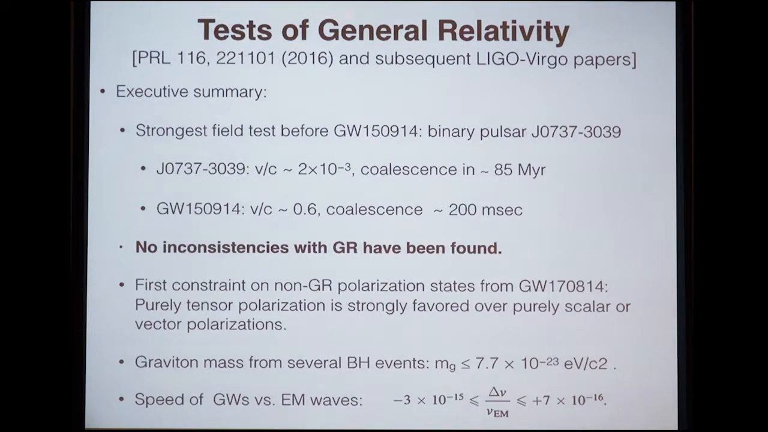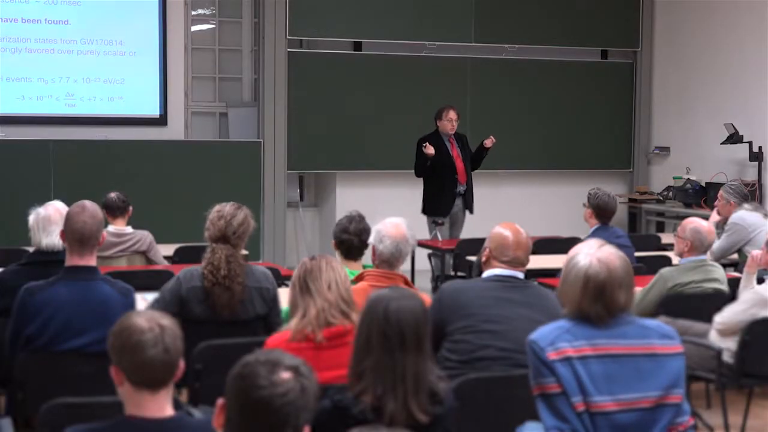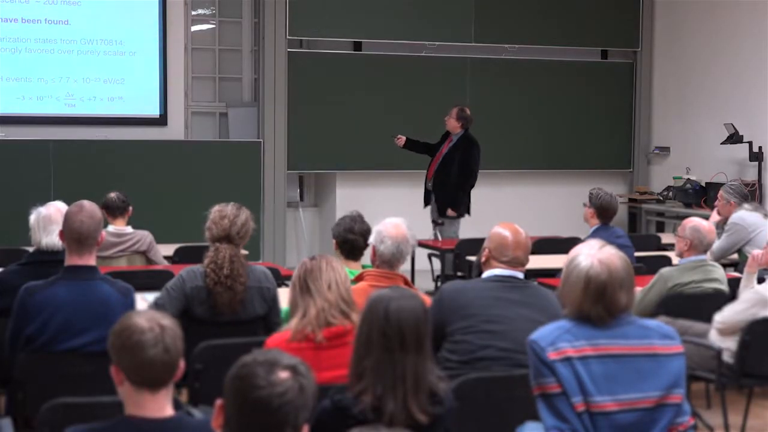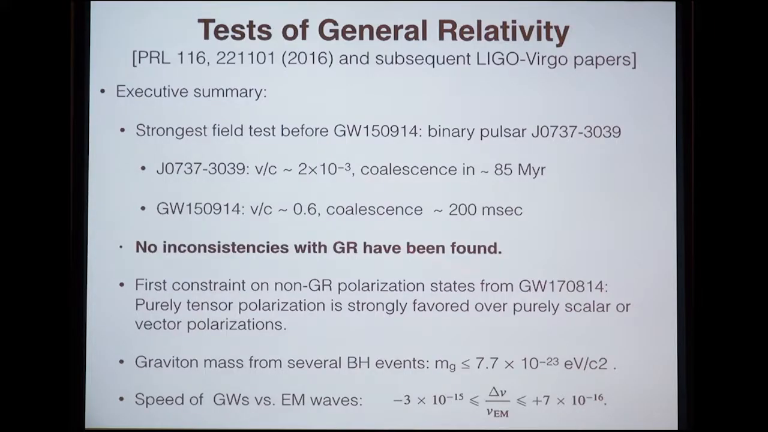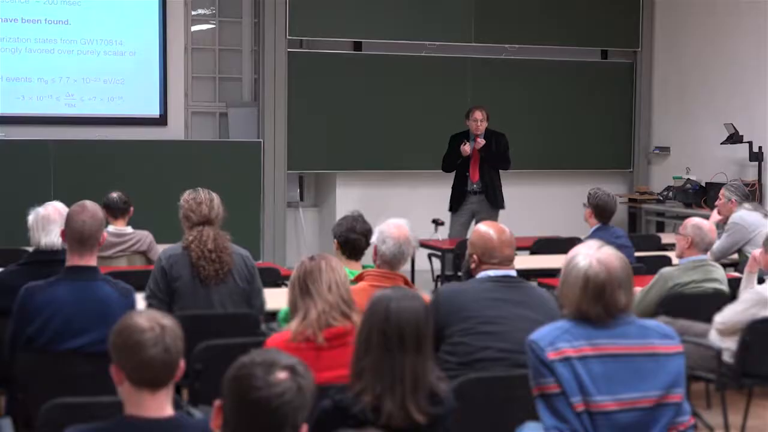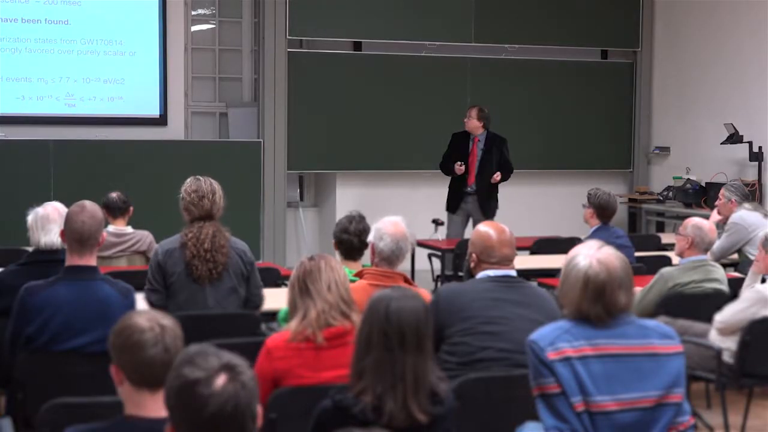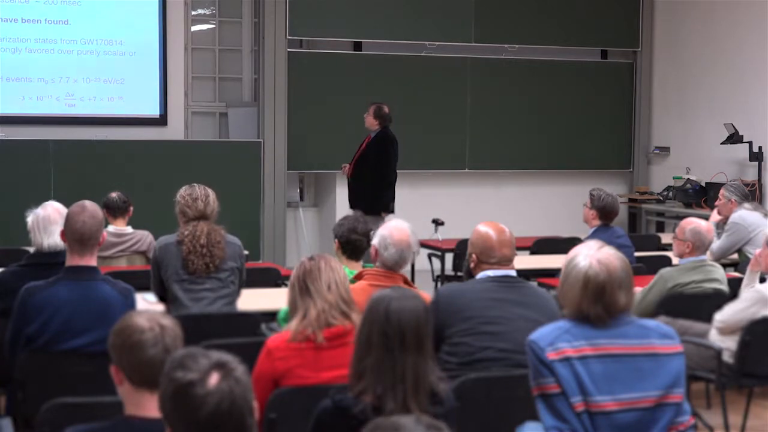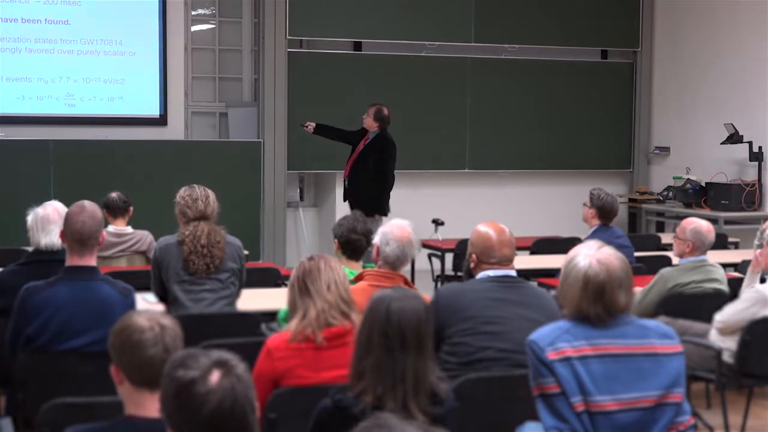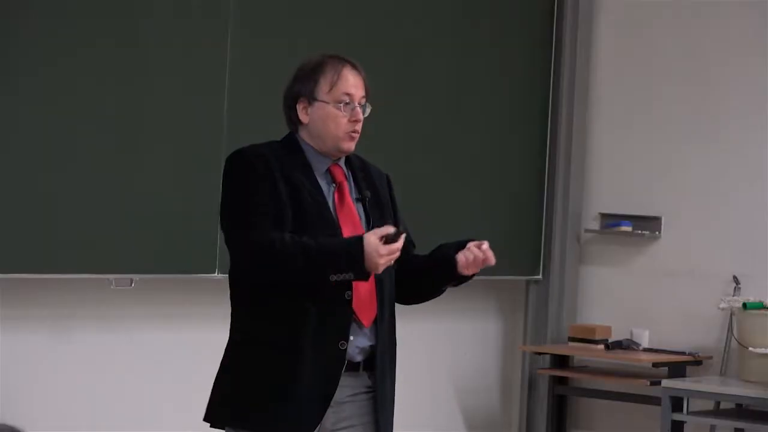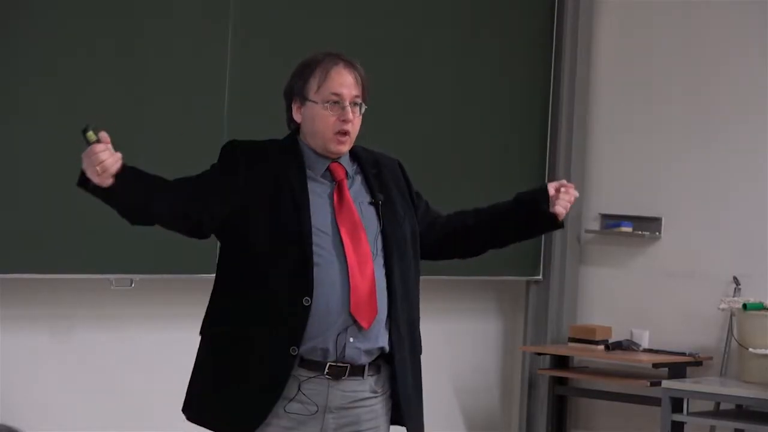The strongest field test of GR before the first detection of binary black holes was this binary pulsar, which has a coalescence time of about 85 million years. So this binary neutron star system will coalesce in about this time, whereas the coalescence time that we observed for the first gravitational wave event was 200 milliseconds. So this tells you how much more dynamic the system is. Of course, this is also a very good test of GR. It's just in a different regime where you can observe these neutron stars for a very long time, for many, many years.